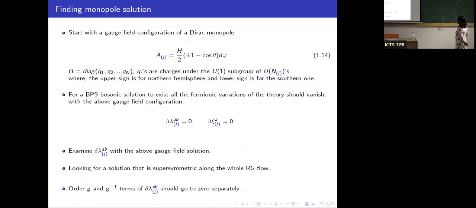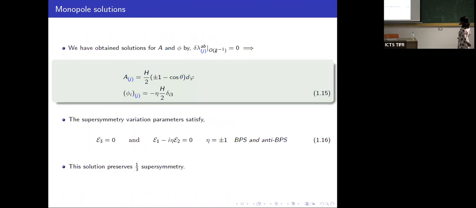So we start with the gauge field configuration, which is a Dirac monopole field configuration given in equation 1.14. And we substitute this expression of A in delta lambda AB in the fermionic variations and equate them to 0 order by order in G. By doing so, what we see is we need to turn on an additional adjoint scalar field phi so that we get a supersymmetric BPS solution of the theory. So equation 1.15 is the BPS background of the theory.